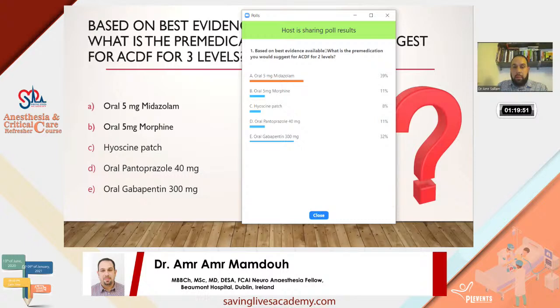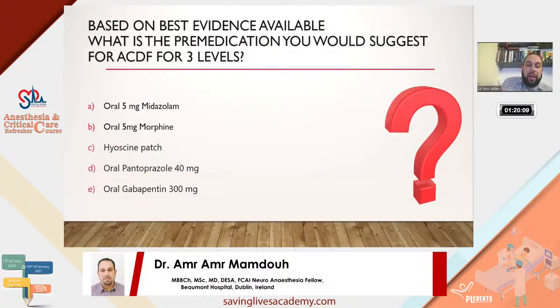No. Okay, so we got 39% of the answers for A, 11% for B, 8% for C, 11% for D, 32% for E. So it wasn't a conclusive answer, and I totally agree. According to the best evidence, gabapentin is the medication proven to be efficient for postoperative pain and opioid consumption.